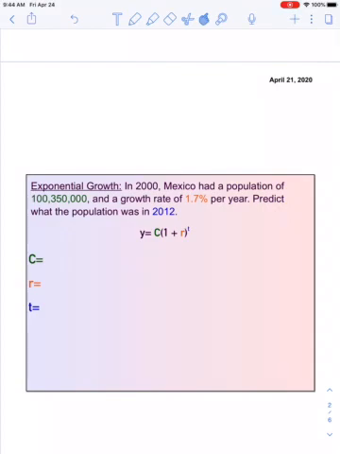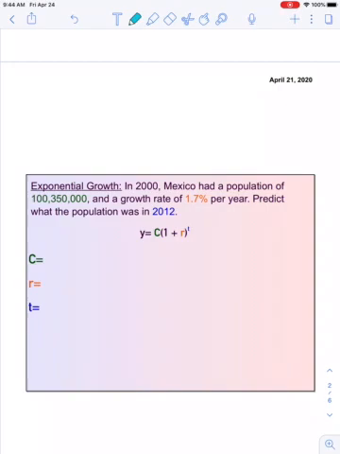So let's look at an example. Exponential growth in the year 2000. It's telling you exactly what formula to use, which is why we write this formula down. In 2000, Mexico had a population of 100,350,000 and a growth rate of 1.7% per year. Predict what the population was in 2012.